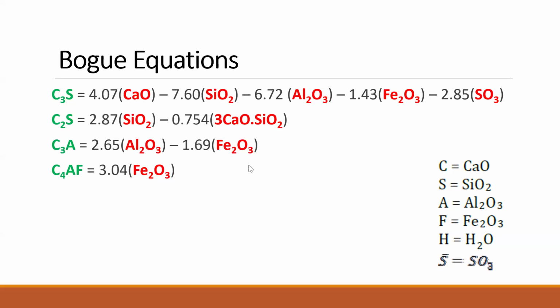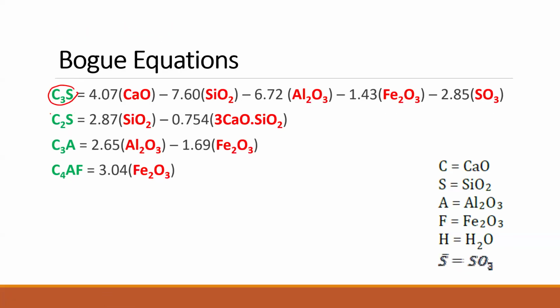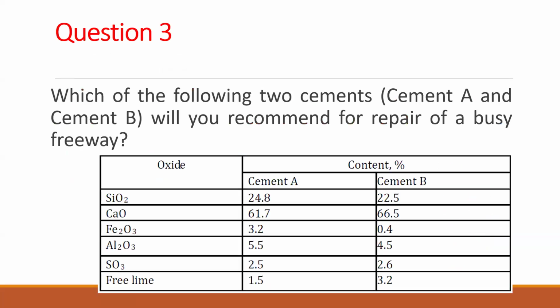Equations are given to you to find what percentage of C3S you have, C2S you have, C3A you have, C4AF you have in a cement. So in the third question, they have given us 2 cements, cement A and cement B, and are asking us to recommend the cement to repair a busy highway. So to repair a busy highway, what kind of cement should we use?